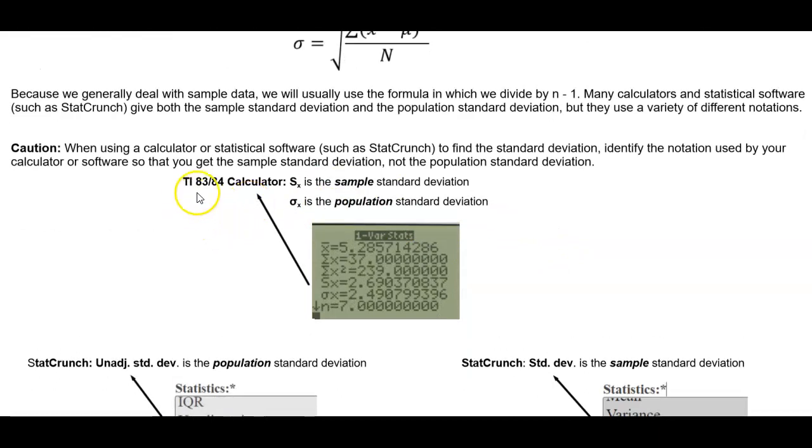Now, if you are using a TI-83/84 calculator, which would be the following, the s subscript x represents the sample standard deviation. So in this case here, it would be 2.690. And then here is sigma subscript x, which would be the population standard deviation.